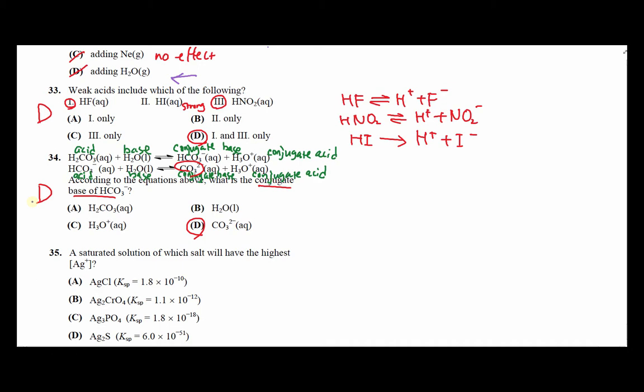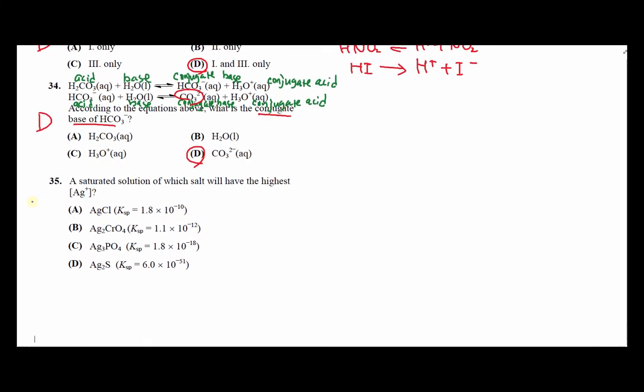Number 35, saturated solution of which salt will have the highest concentration of silver ion? Okay, it's saturated, meaning we have the maximum dissolved ions in our solution. And to do that, we need to use the solubility product calculation. Okay, to illustrate A, we have silver chloride.